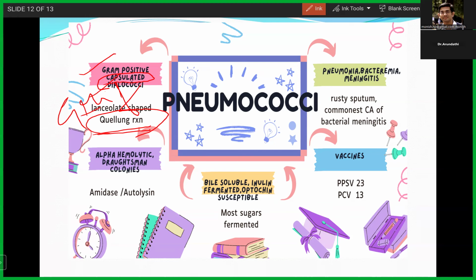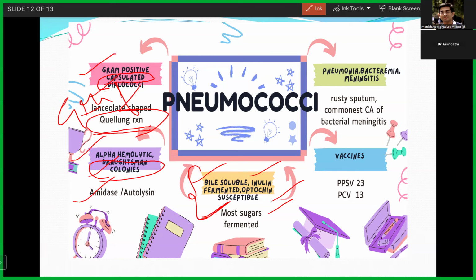So gram-positive capsulated diplococci, lanceolate shape, where Quellung reaction is done. Then cultural characteristics: alpha hemolytic colonies, draughtsman colonies. Why are there draughtsman colonies? Another question. Because of autolysin or amylase. Biochemically, it is perfect, meaning it is bile soluble, inulin is fermented, and it is optochin susceptible. Don't just mug up inulin. They may not only give inulin, they may give any sugars. Please don't worry about any sugar. It ferments 40 sugars, so most of the sugars are fermented.